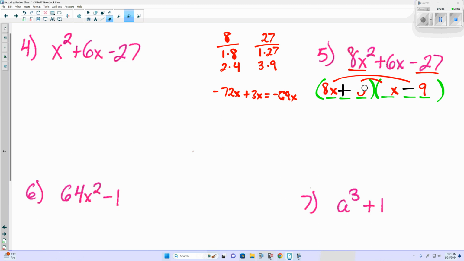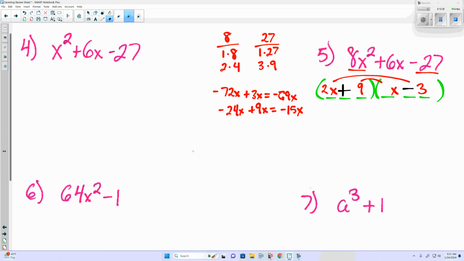So that's way off. We can flip 3 and 9. 8 times negative 3x is negative 24x. 9 times x is 9x, giving us negative 15x. So that's not quite it. Now we could switch to 1 and 27, but most likely that's not going to work because we're either going to multiply 27 by 9 or combine 9 and 27.